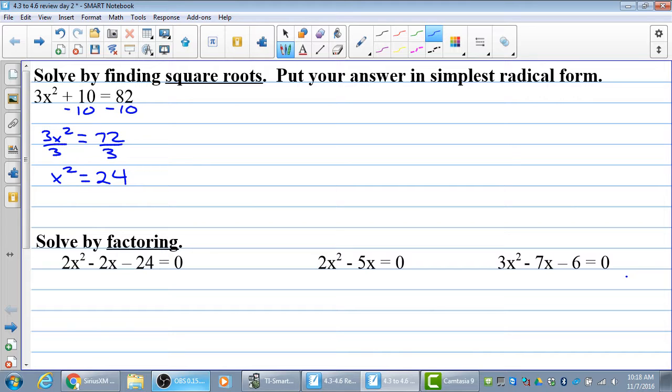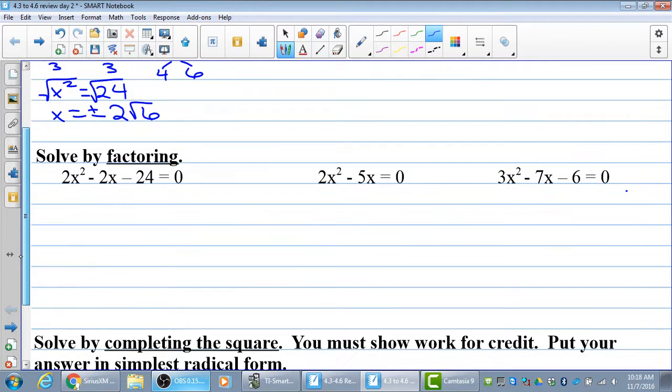So we get to say x squared equals something. X squared equals a constant. If you can do that, then you can use square roots to finish it out. So x equals plus or minus. 24 is 4 times 6. So 2 square root of 6. And 4 is the perfect square in 24. Answer number 1 is done. And of course, we'll never forget plus or minus. We'll never forget that.